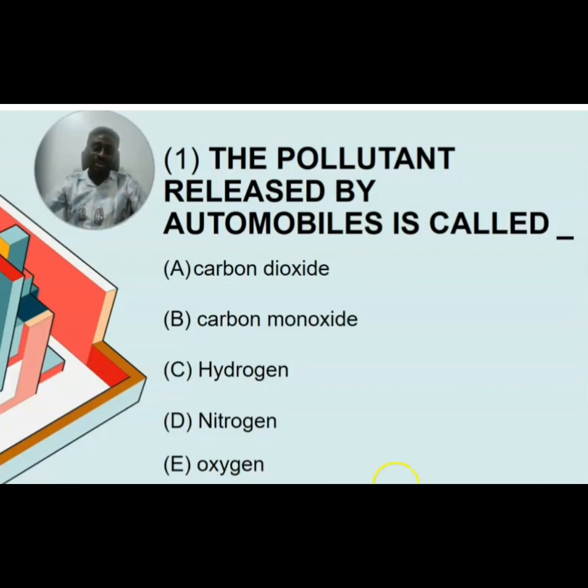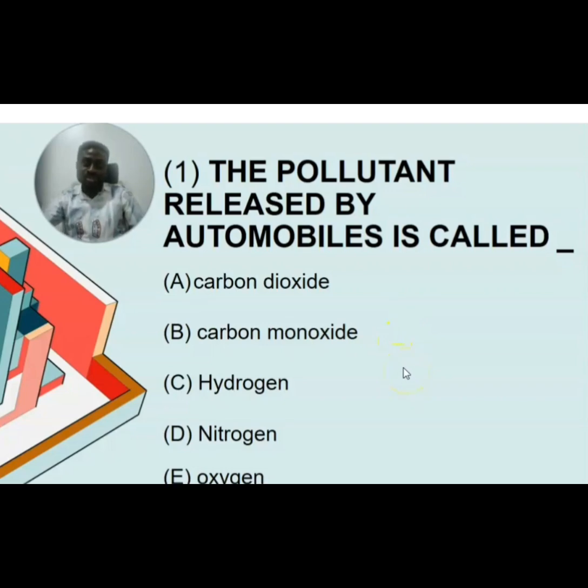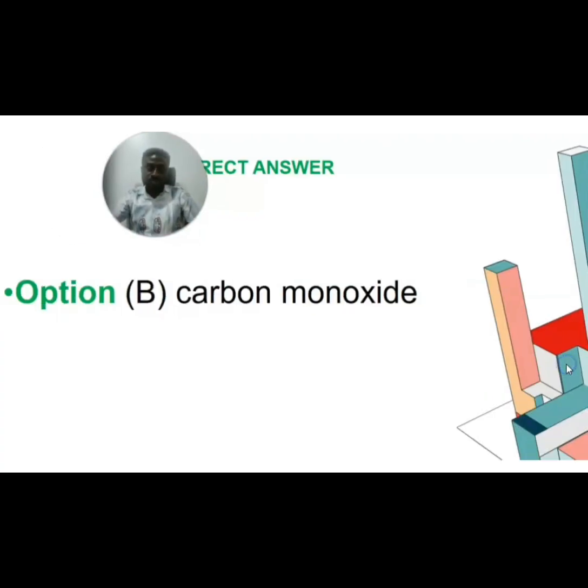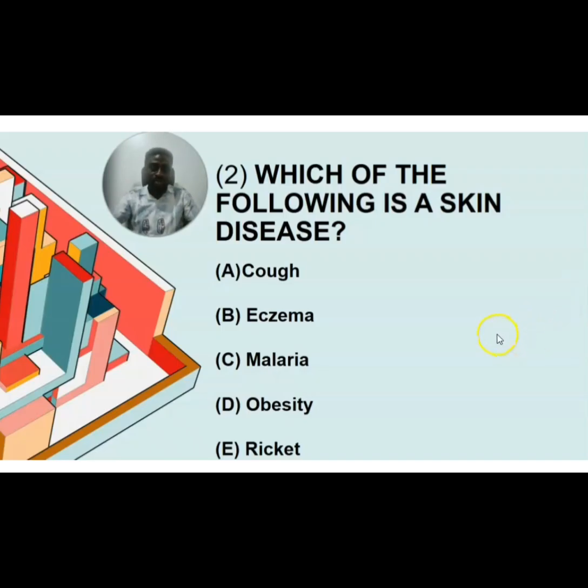The answer is actually option B, carbon monoxide, because when fuel is combusted or undergoes combustion in car engines, the product is a deficiency of oxygen, making it carbon monoxide instead of carbon dioxide. So carbon monoxide, which has just one atom of oxygen present, is what is released, and it's actually a major pollutant in the environment. So let's review the answer in the next slide. So the answer is option B, carbon monoxide. All the other options are in red. So take note in case you see this question in subsequent exams.